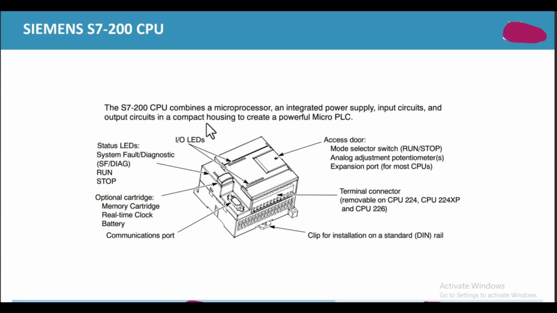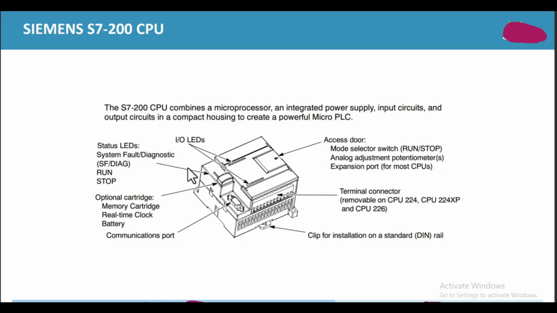Siemens S7-200 CPU. In the Siemens S7-200 specifically, we have different options. First of all, you have input and output LEDs. This is the access door, the mode selector. It is a mode selector switch which is used for run and stop mode, an analog adjustment potentiometer, and an expansion port for most CPUs. Here is the terminal connector, which may be the input side, and this is the output side.